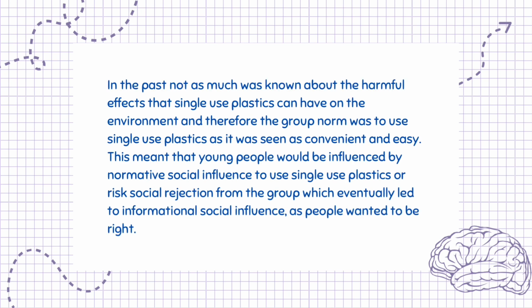In the past, not as much was known about the harmful effects that single-use plastics can have on the environment, and therefore the group norm was to use single-use plastics as it was seen as convenient and easy. This meant that young people would be influenced by normative social influence to use single-use plastics or risk social rejection from the group, which eventually led to informational social influence, as people wanted to be right.